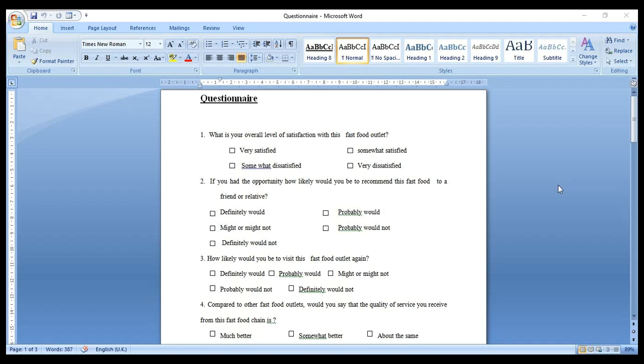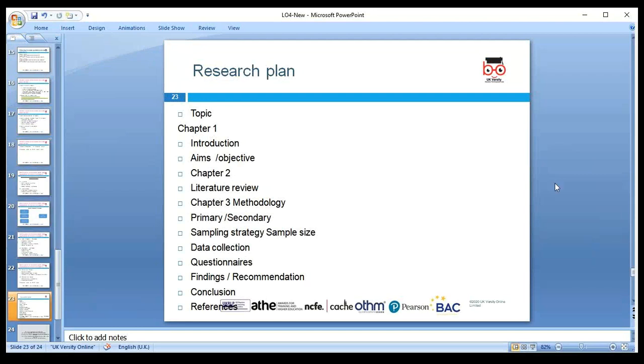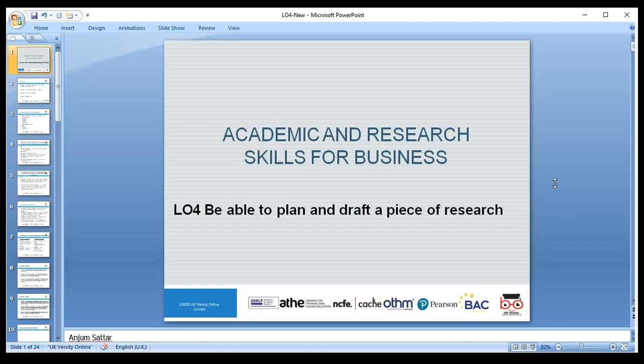Okay, that's all for today's lesson. We learned how to create a research plan, and that's the way we can create the research plan. And anybody any question before finishing?